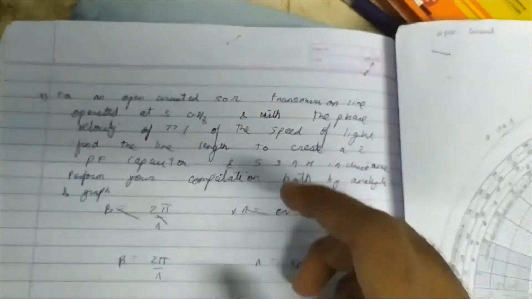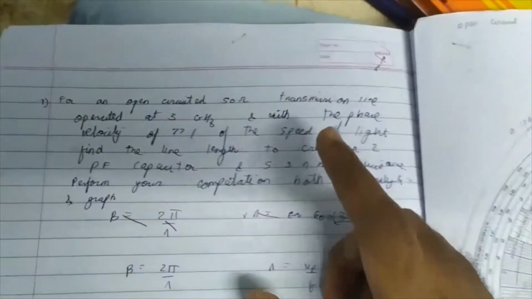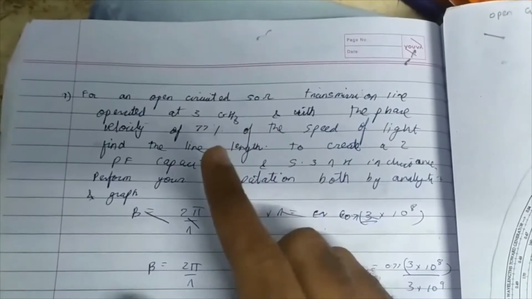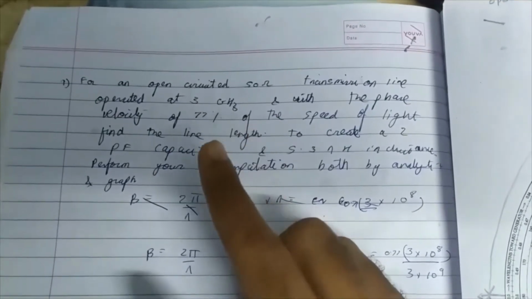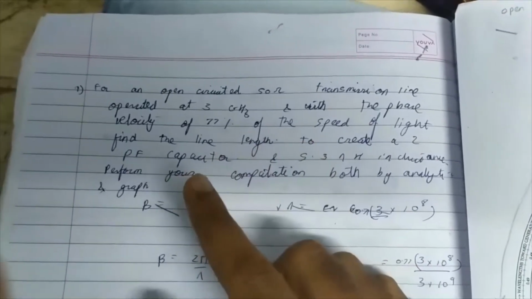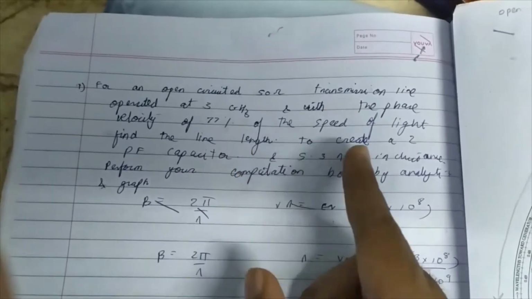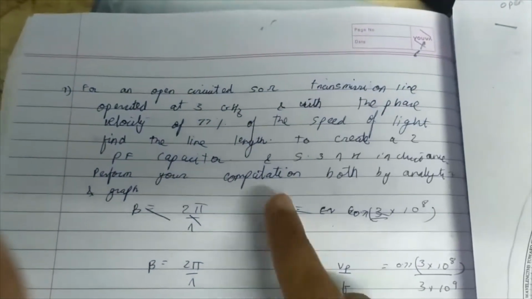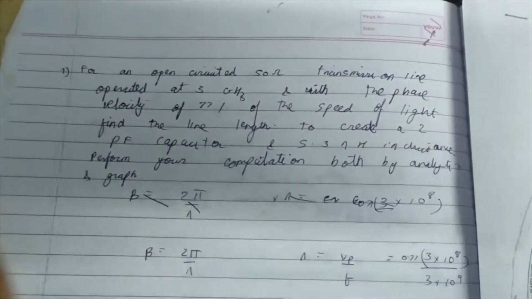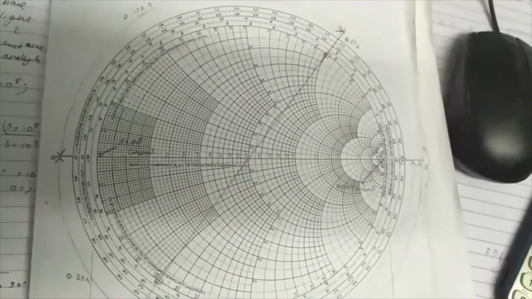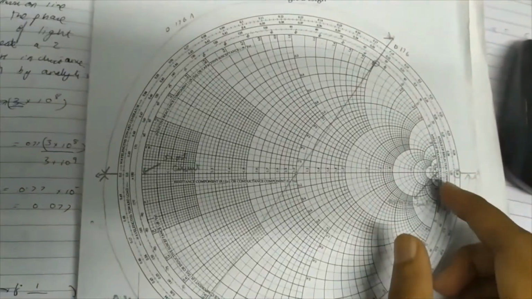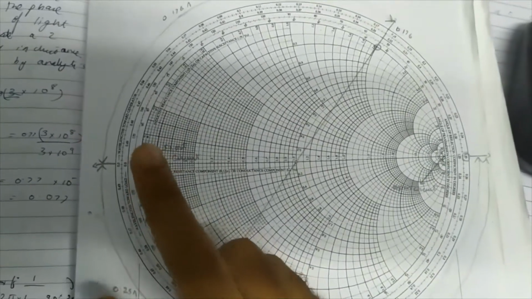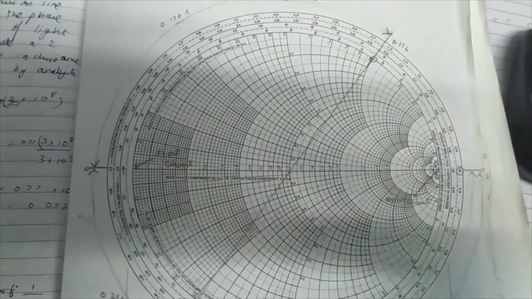Okay, so we have to convert a transmission line operated at 3 GHz frequency with velocity of 77% speed of light into a 2 picofarad capacitor and 5.3 nanohenry inductor. Always remember this point, the right hand side, is the open circuit point, and the left hand side point is the short circuit point.